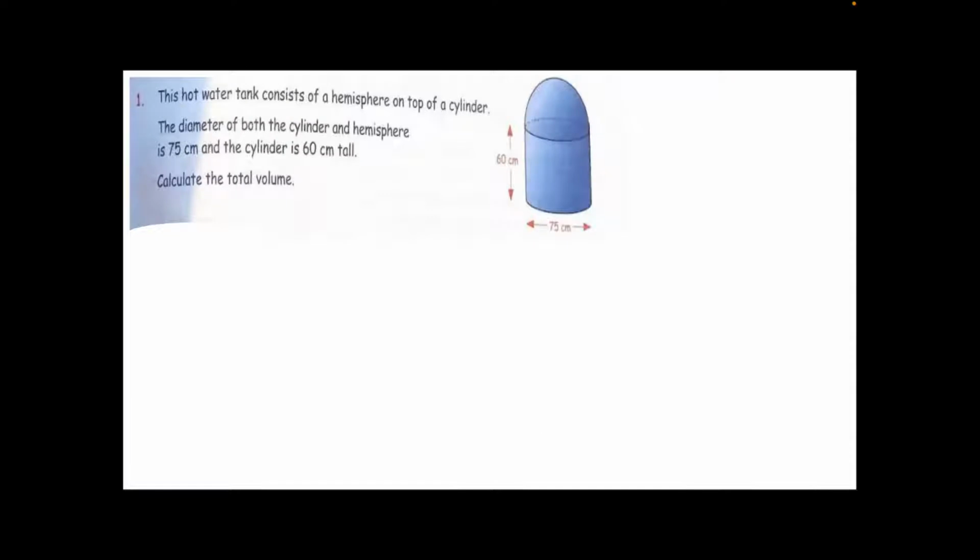So question number 1, the hot water tank consists of a hemisphere on top of a cylinder. So the first thing I'm going to do is label them. So H for hemisphere and C for cylinder. We are told that the diameter of both the cylinder and the hemisphere is 75. So that's our diameter here. What we might want to know though is what our radius of the two things are. So because the diameter is 75, the radius is half of that. So that's going to be 37.5 centimetres for our radius. We are told that the cylinder is 60 centimetres tall and we need to calculate the total volume.